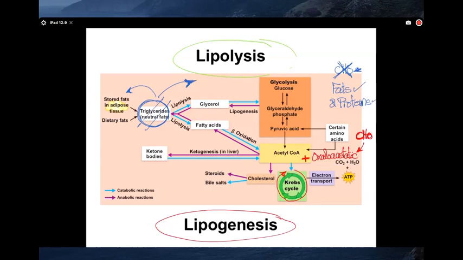So the key here for Atkins diet is that if you're not eating carbs, what happens? You don't have oxaloacetate. And if you don't have oxaloacetate, would you be able to use this acetyl-CoA coming from proteins, coming from fats, to produce energy? What do you think? If I don't have oxaloacetic acid, would I be able to build up those ATPs?